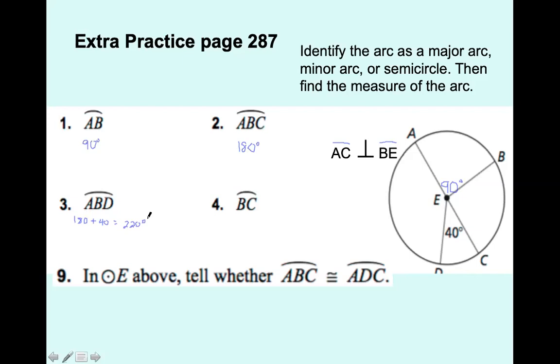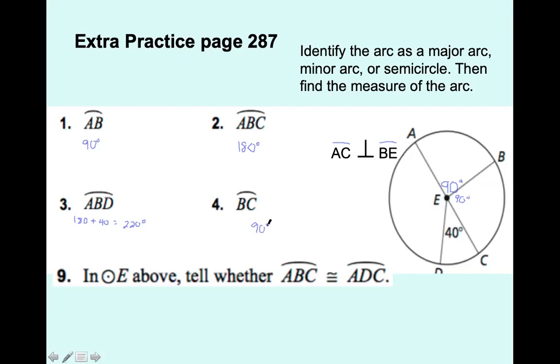Then last we have arc BC. Arc BC is this piece right here. Again, if this central angle is 90 and I know AC is a diameter, then this central angle must be 90, and that makes arc BC also equal to 90.